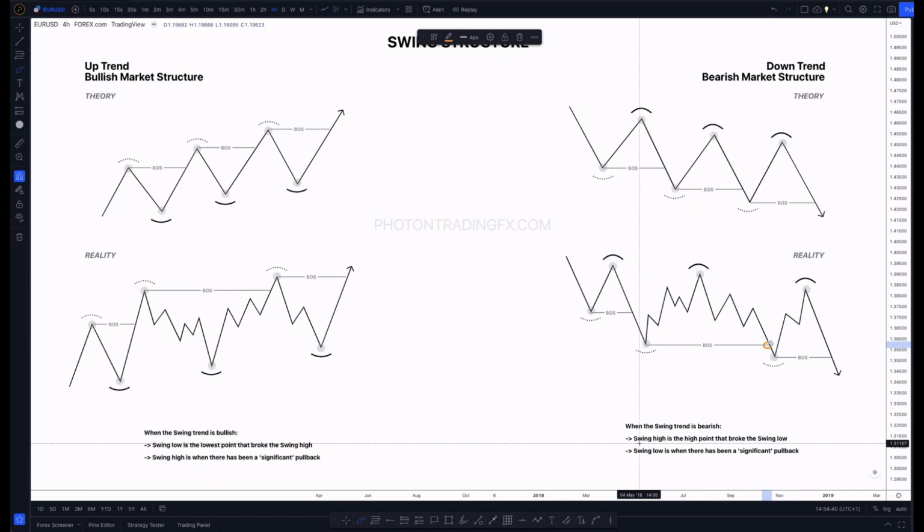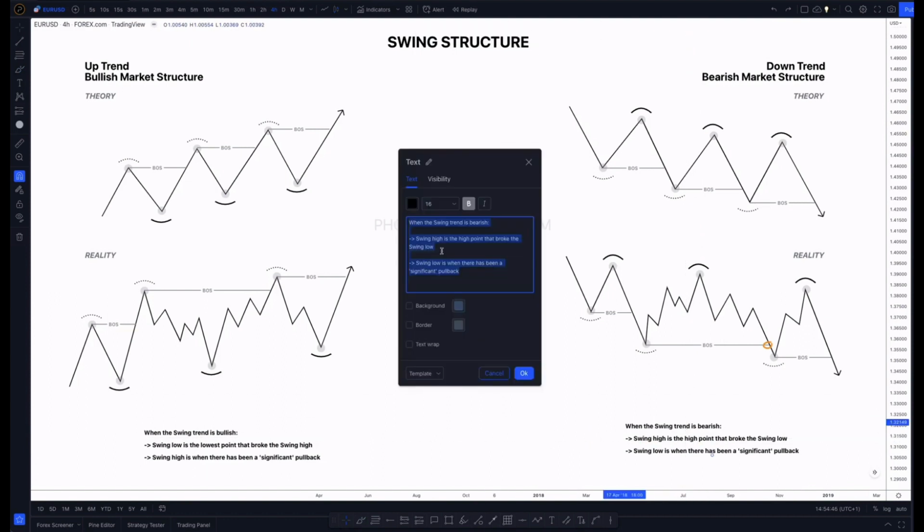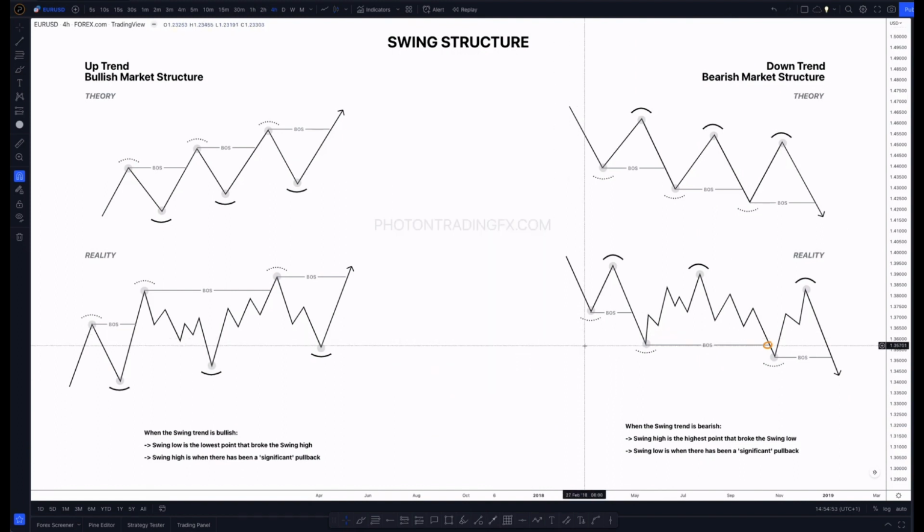Well, remember, a swing high is the highest point that broke the low, that broke the swing low, okay? So that should say highest, with a T, obviously. And that's how we find it. So it's the same as the bullish market, but just the exact opposite, okay?